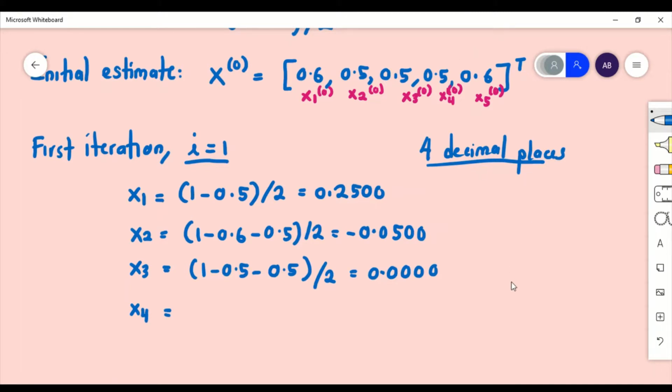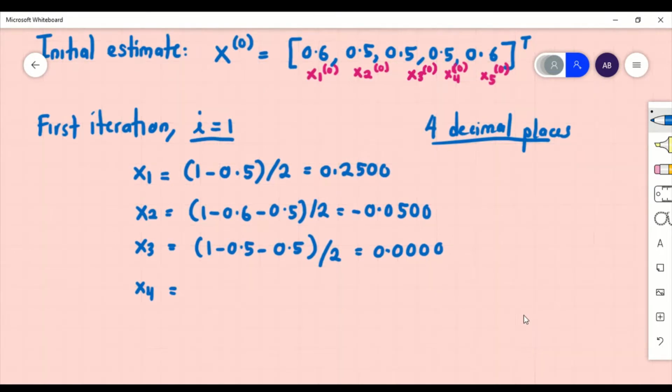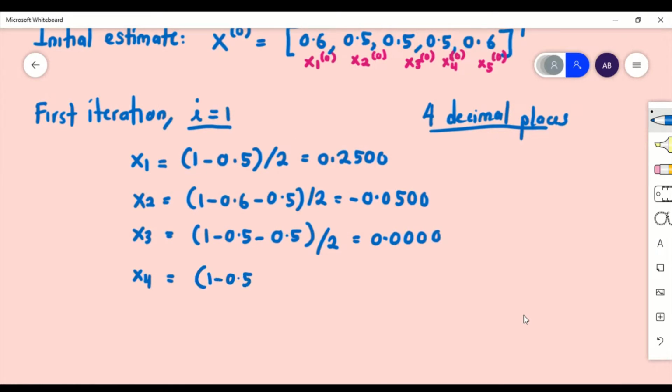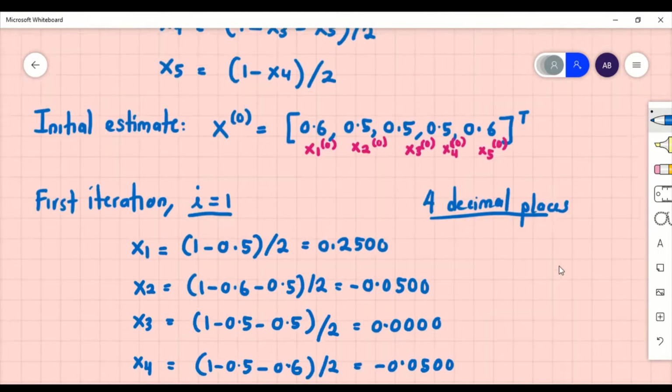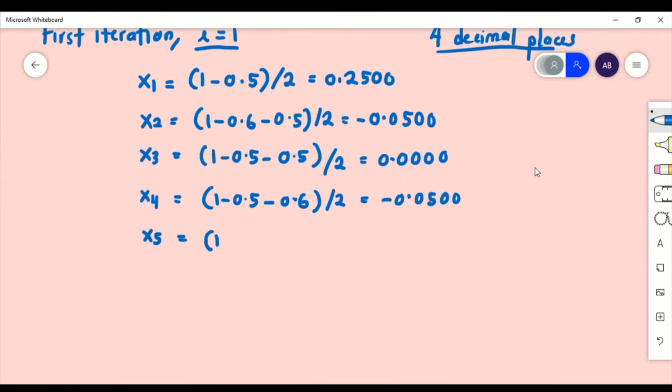Now x4 here, 1 minus x3, which is 0.5, minus x5, which is 0.6. So we have 1 minus 0.5 minus 0.6 divided by 2. Again we will have negative 0.05. Last one, x5 equals 1 minus x4. x4 is 0.5, divided by 2. So we have 1 minus 0.5 divided by 2, 0.2500. So this is my first iteration.